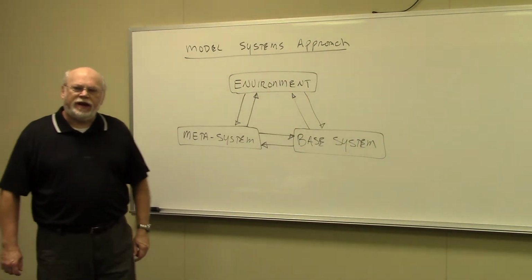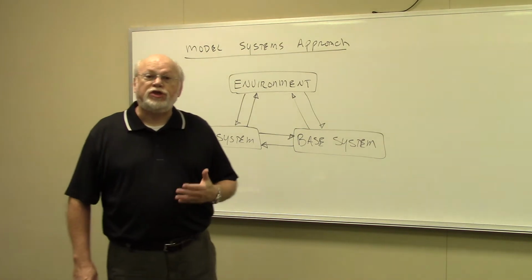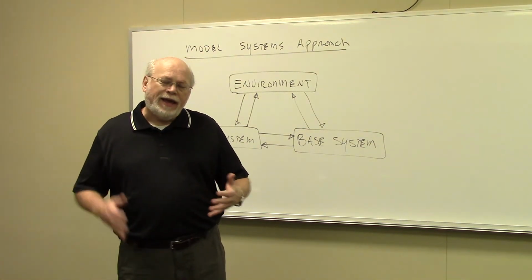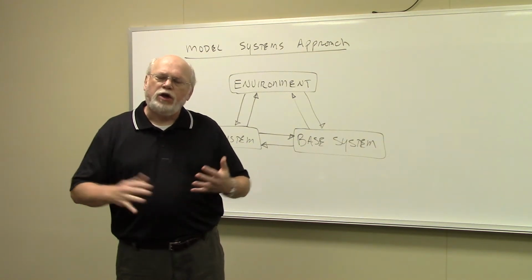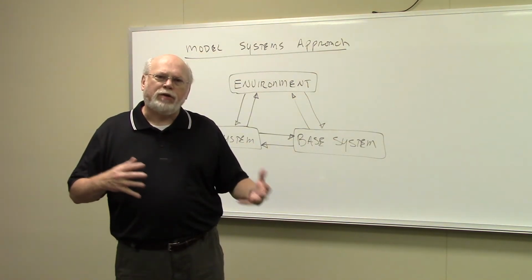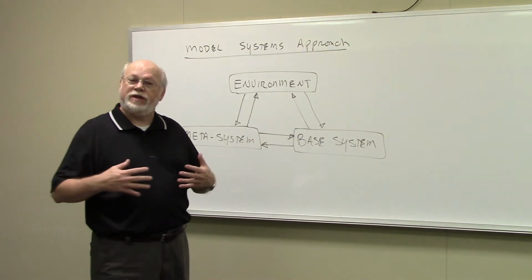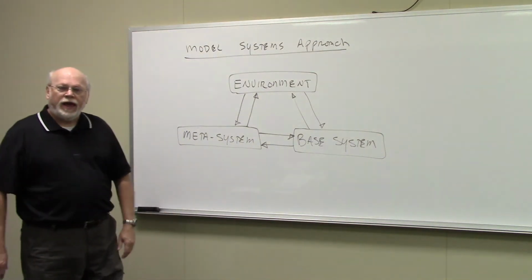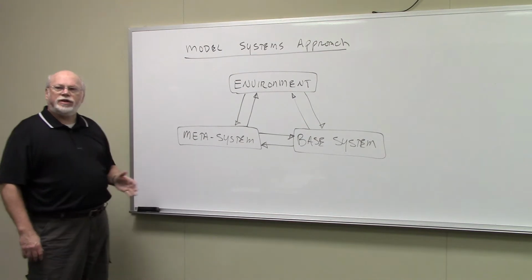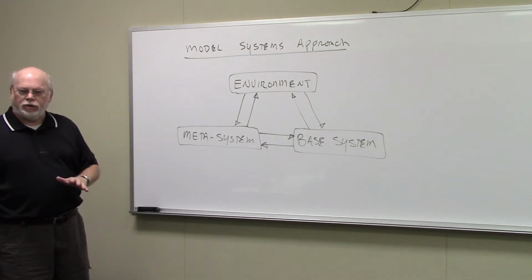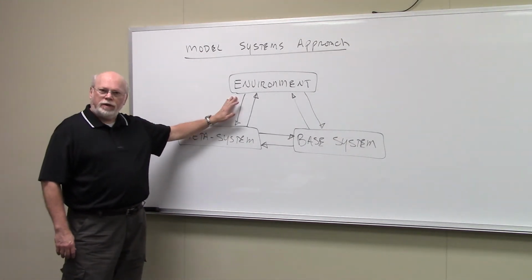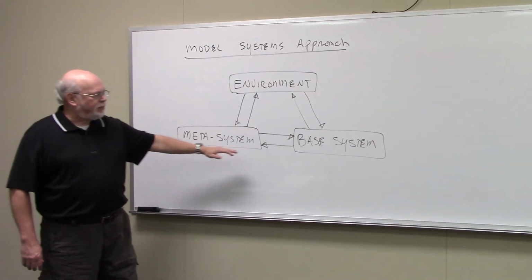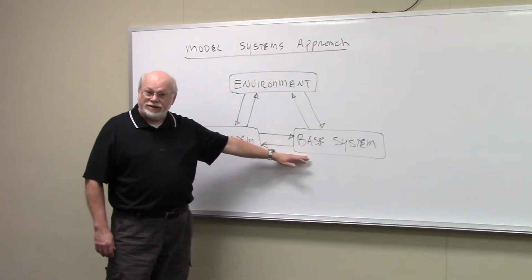What we're going to study now, these are approaches to studying business. And each of them are a little different. They come from different places, but usually there's one of these models that is applicable to the companies and the industries that we study. And what we're going to talk about now is what's known as the model systems approach. Now, the model systems approach has three elements to it. One's called the environment, one's called the meta system, and the third piece is called the base system.